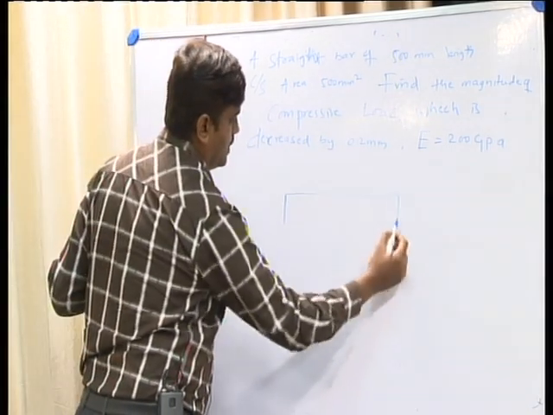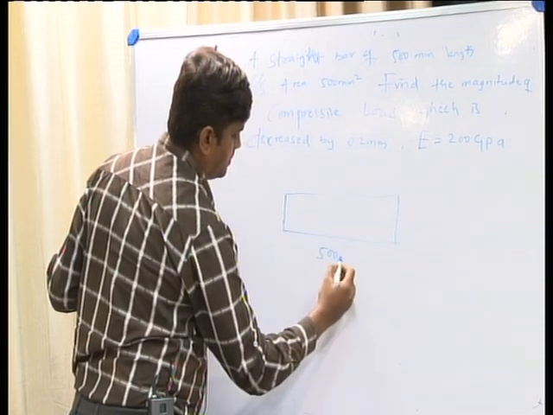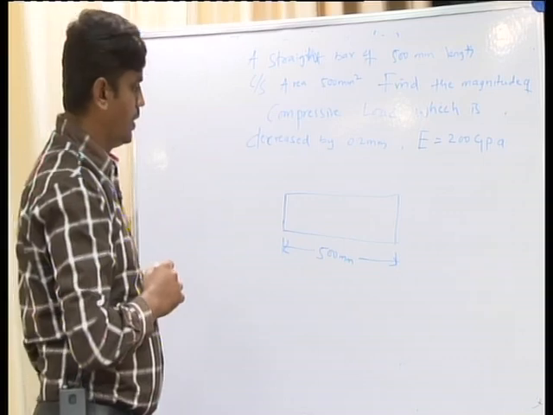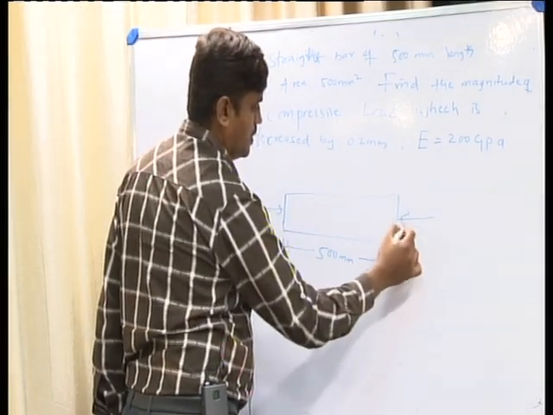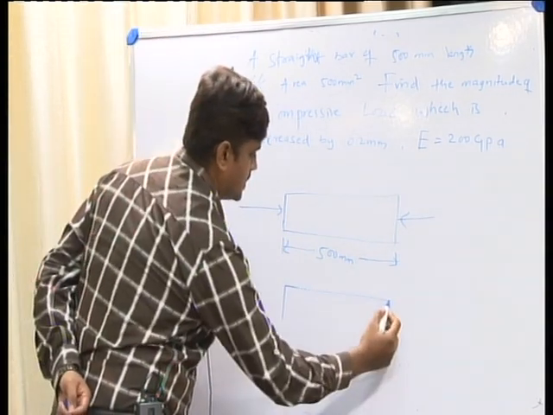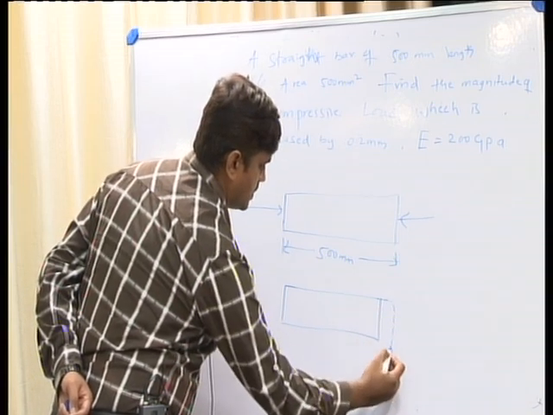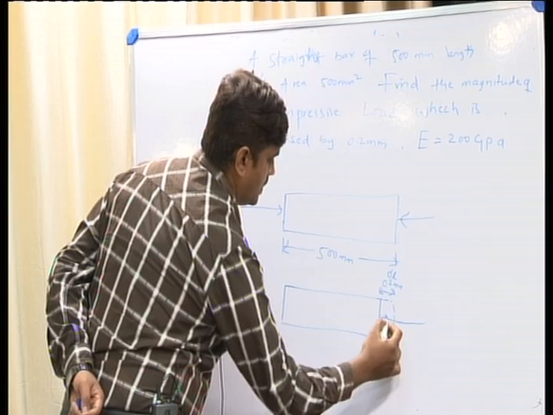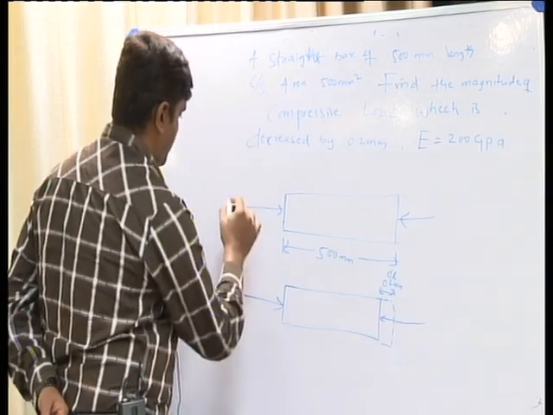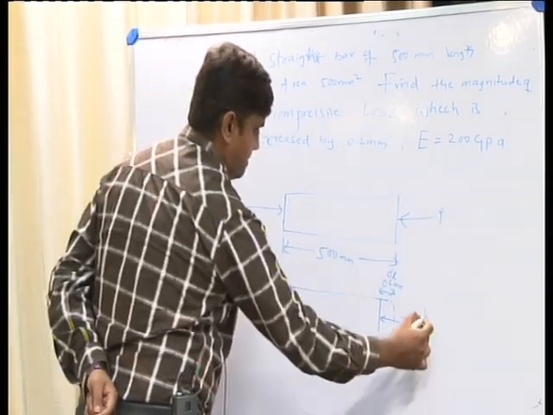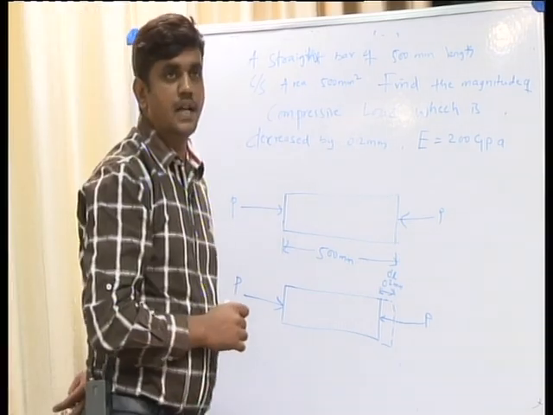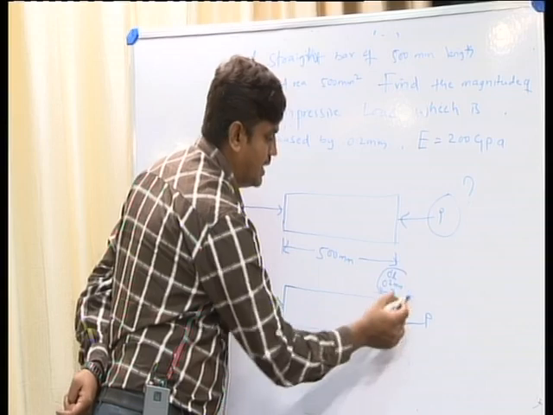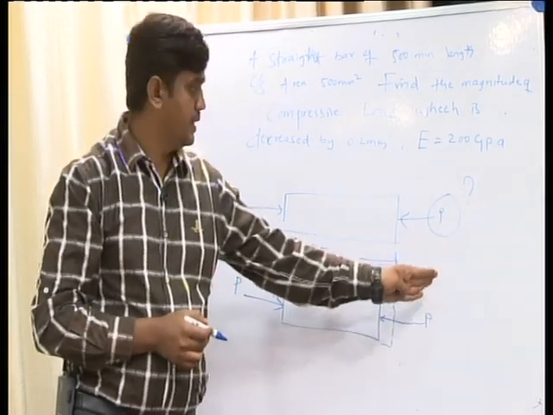A straight bar of length 500 mm is subjected to compressive load, and it shortens by how much? 0.2 mm, that is delta L. Here in this type we have to calculate the value of P. Earlier we calculated the value of delta L. Now delta L is given, we have to calculate the force P.